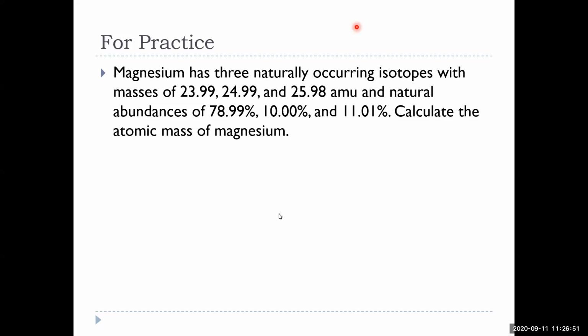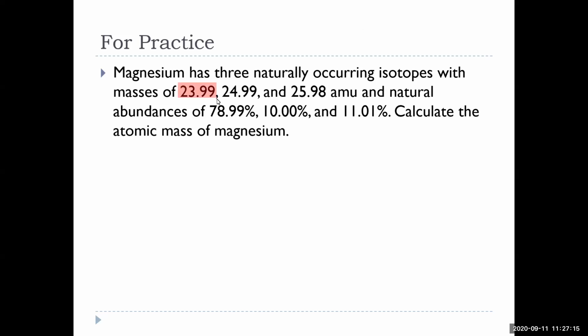All right, welcome in. Just wanted to record a short video giving an example of how to calculate the average atomic mass for an element if it has various isotopes. So these isotopes have different numbers of neutrons, which doesn't affect all of their properties, but it does affect their mass. So here we have magnesium, which has 3 naturally occurring isotopes.